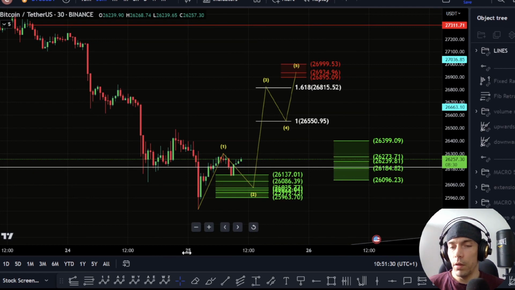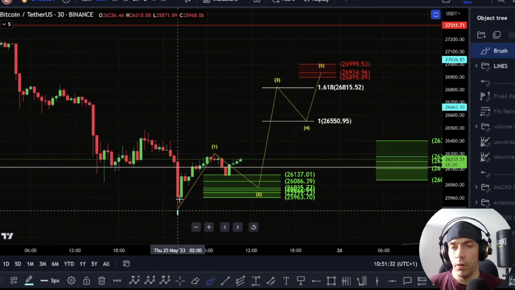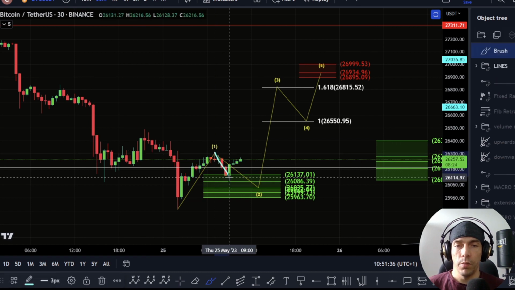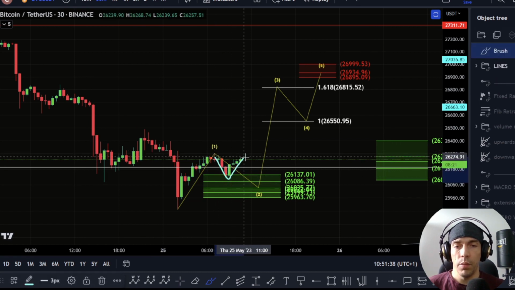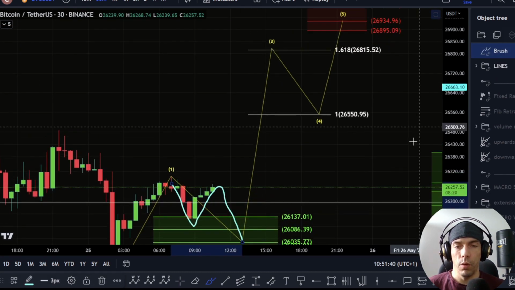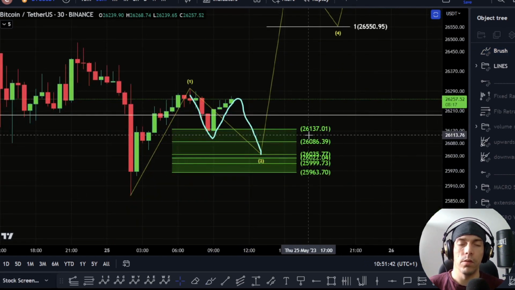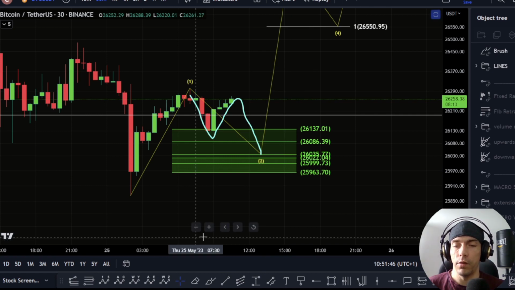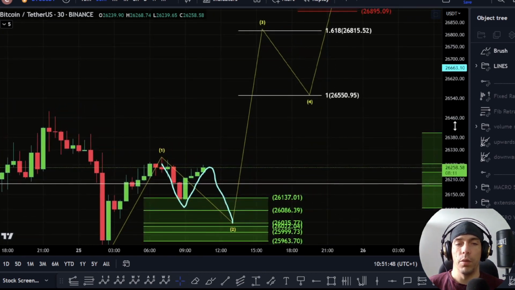So in the short term here, what I would be looking at is the fact that we look at this as a 5-wave move. This becomes either A, B, and C, and we actually get a push one more time to the downside towards the zone of this 26,137 to this 25,963, and then look for a bigger push to the upside.